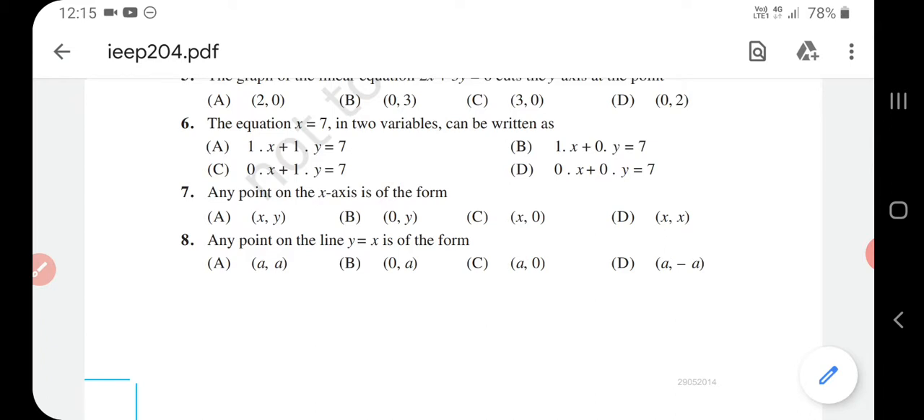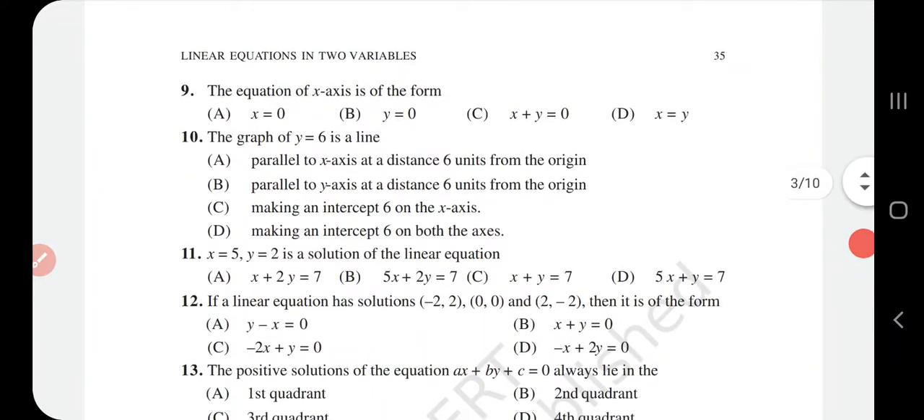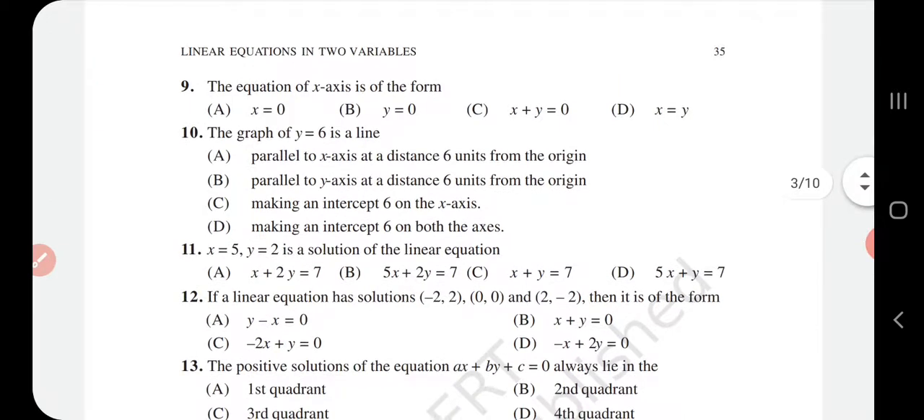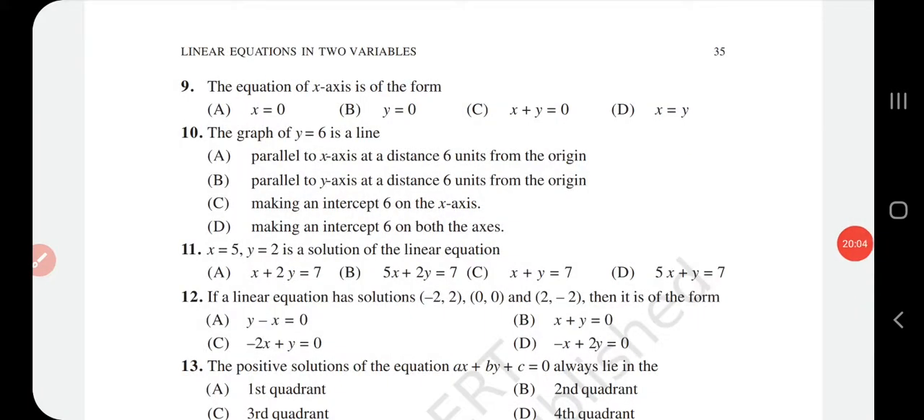Okay, understand? Now see question number 9, 10, 11, 12. See the question 9, 10, 11 and 12. You have to do some questions by yourself. Okay, this is practice time, so complete these questions 9, 10, 11, 12.